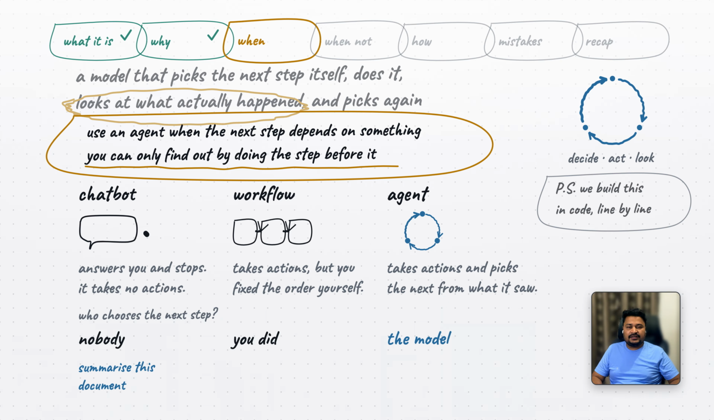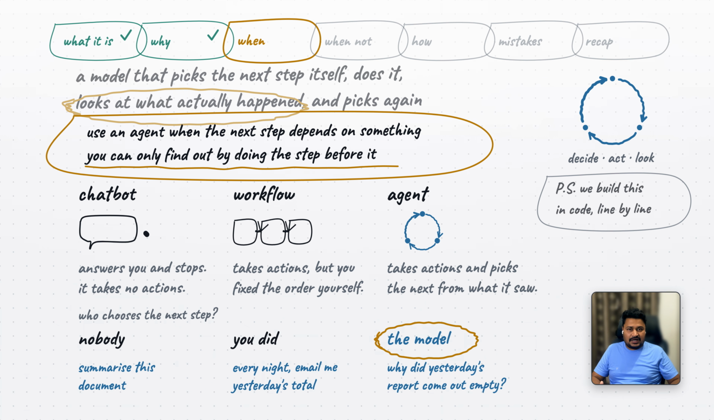Summarize this document. That's a chatbot. Every night, pull yesterday's orders and email me the total. That's a workflow. Find out why yesterday's report came out empty. That's an agent, because nobody knows the answer yet.